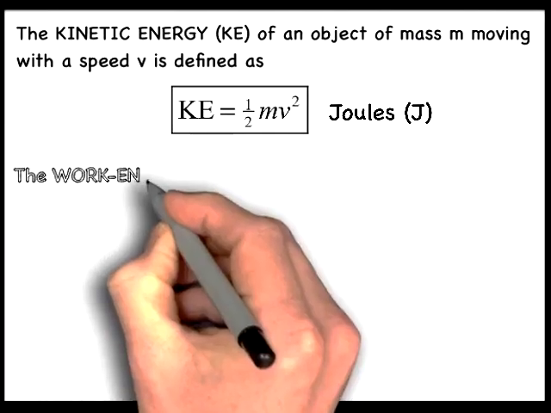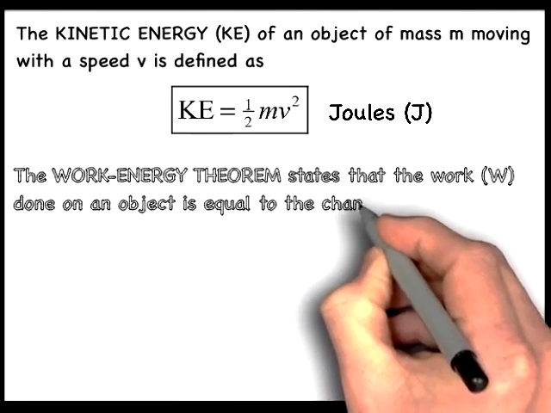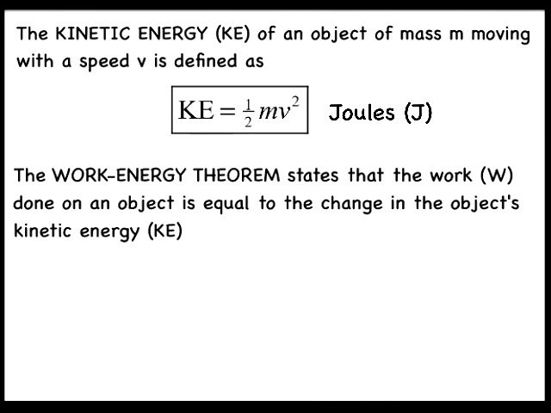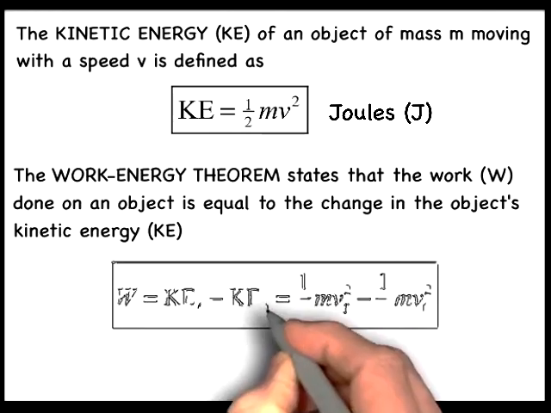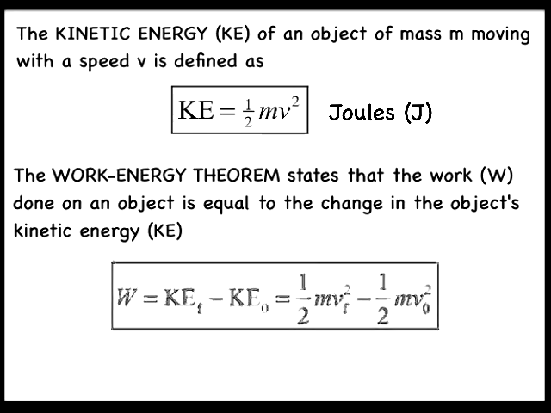The work energy theorem states that the work done on an object is equal to the change in the object's kinetic energy, or W equals kinetic energy final minus kinetic energy 0, which equals 1/2 mv final squared minus 1/2 mv0 squared. Consider the following example.